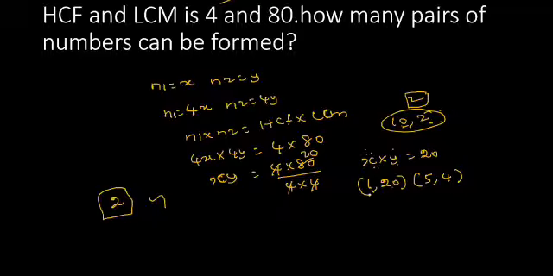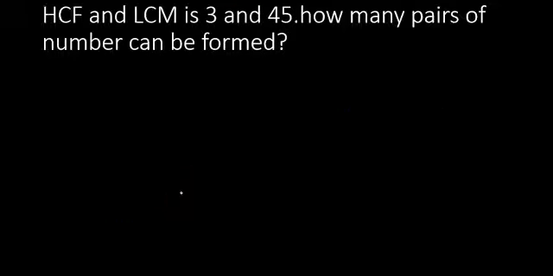So 1, 20 or 20, 1 both are identical pairs, and 5, 4 and 4, 5 are identical pairs. So we will get only 2 pairs here. I hope you are able to understand this. Now we will go for the next one. So HCF and LCM is 3 and 45. So how many pairs are here?